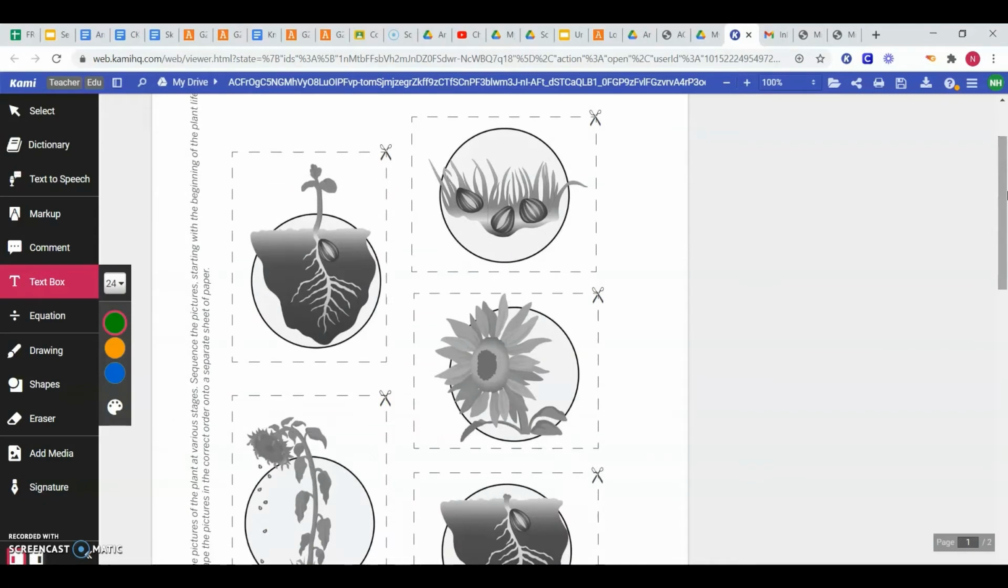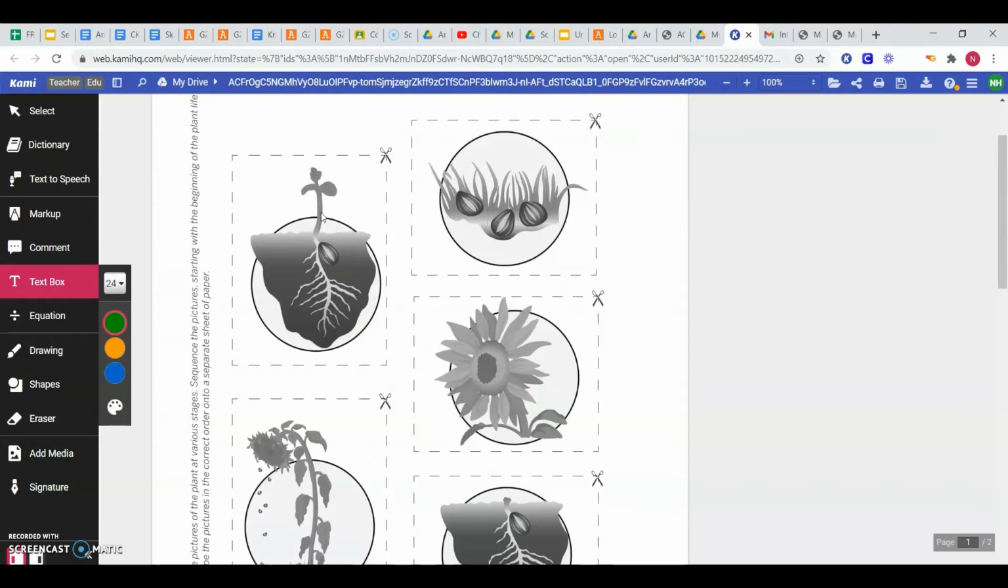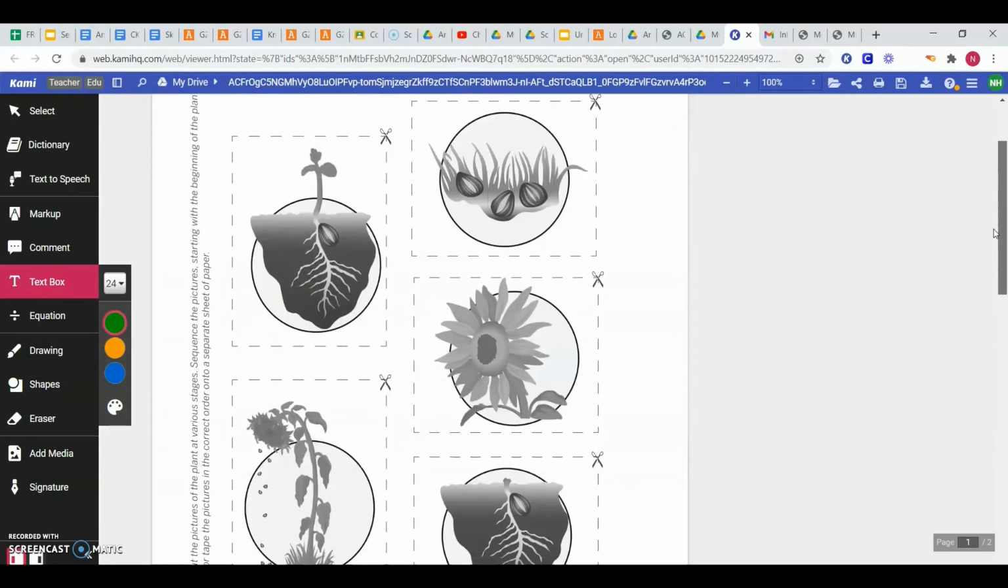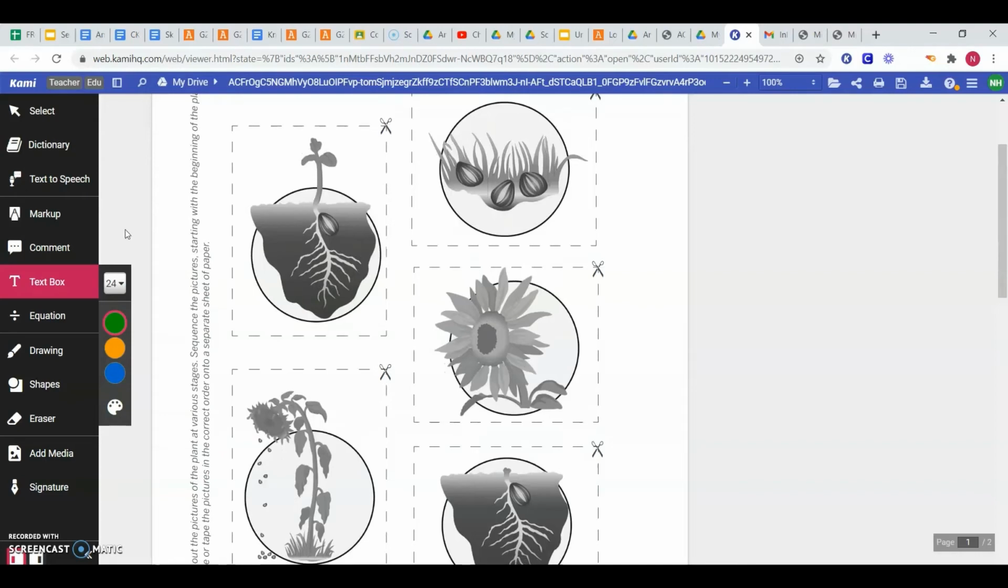Okay, on this page, there are 2 pages on our assignment today. On this first one, we have some pictures of the different stages of the life cycle of a flowering plant. Your first job today is going to be to put those in the order that they happen in the cycle. Remember, we start with the seeds. To make it easier on us, it's easy if we have a set starting point. We could start anywhere, but we're going to start with the seeds. That is the first step in the life cycle of a flowering plant.